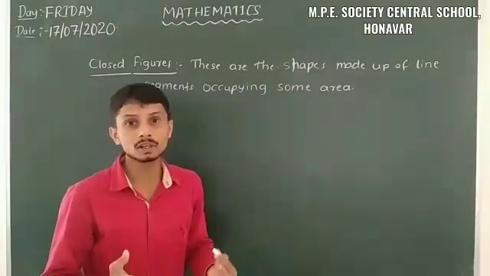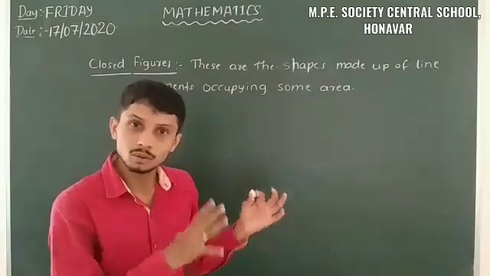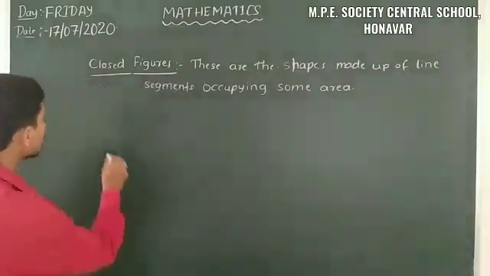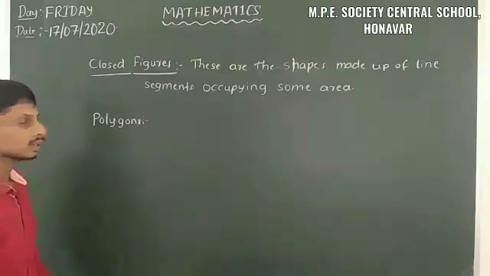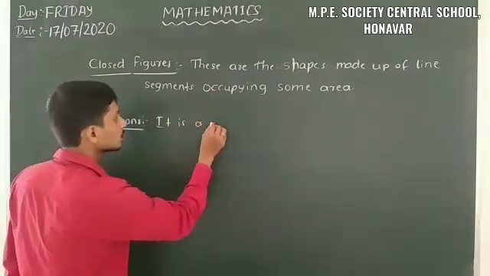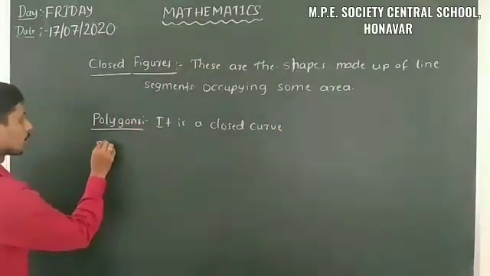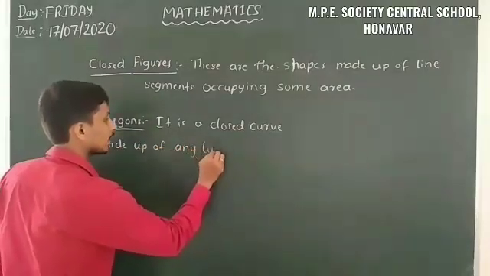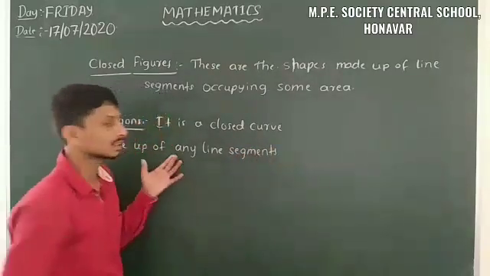Then about the polygon. We have to learn about polygons. So what are polygons? Polygons are closed curves or closed figures made up of any number of line segments. So polygons means a closed curve made up of any line segments. So this is nothing but polygons.